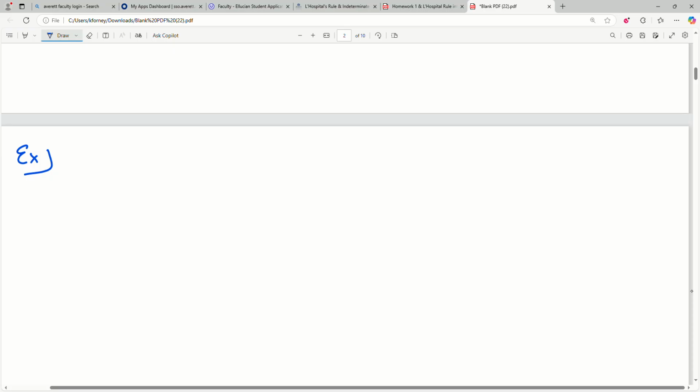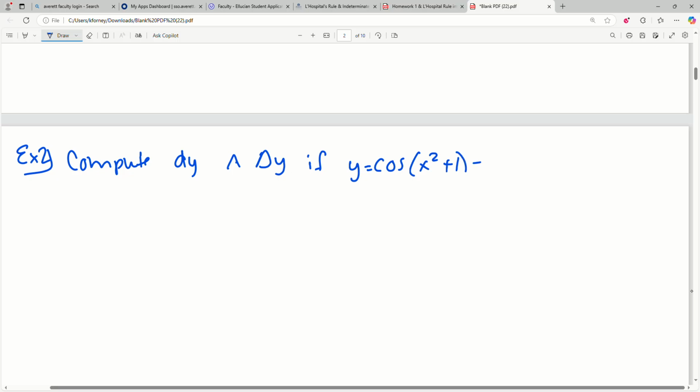So, example 2. Anyway, let's compute dy and delta y if y equals cosine of x squared plus 1, minus x, as x changes from 2 to 2.03.